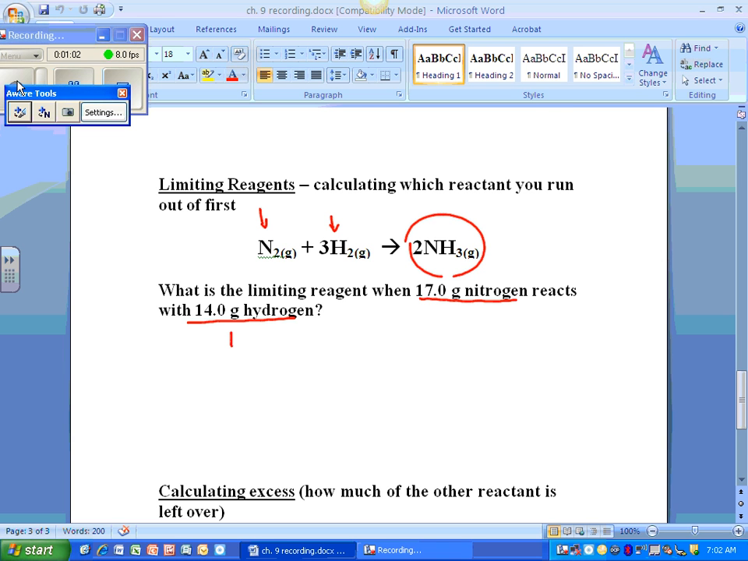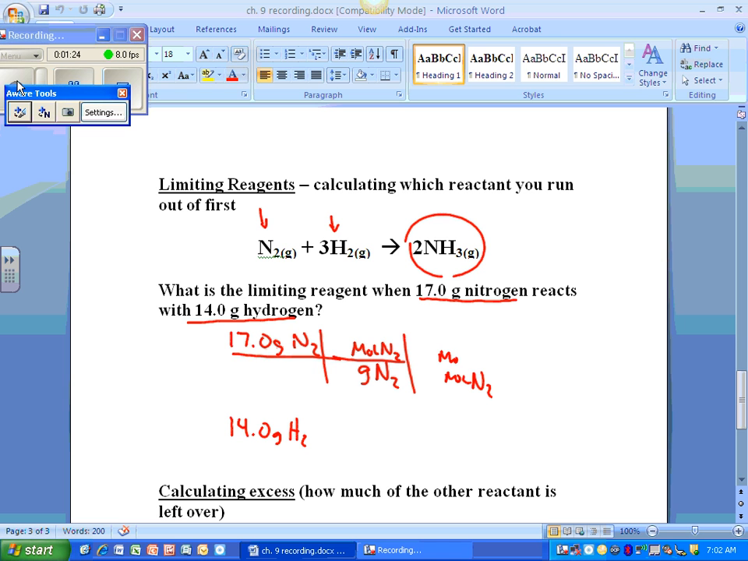We're going to see 17.0 grams of nitrogen. But look at what I'm doing. I'm also going to put at the same time 14.0 grams of hydrogen. Now I'm just turning this problem into two separate stoichiometry problems. We're going to solve both for the product, so I'm going grams of nitrogen to moles of nitrogen. Then I'm going to go moles of nitrogen into moles of the product.